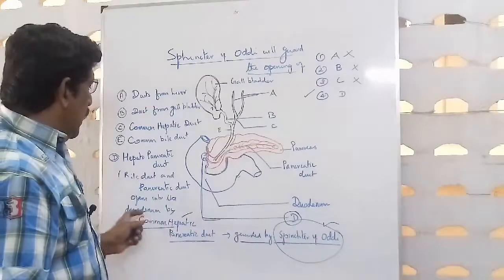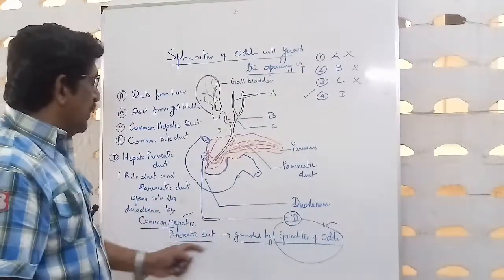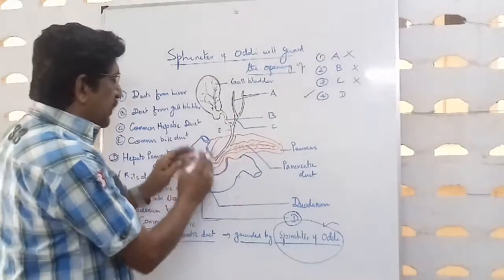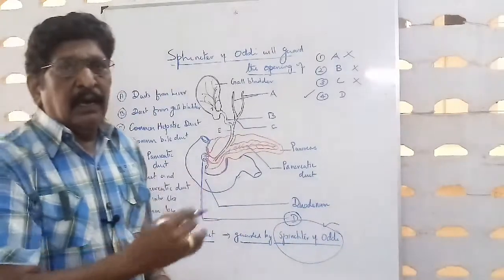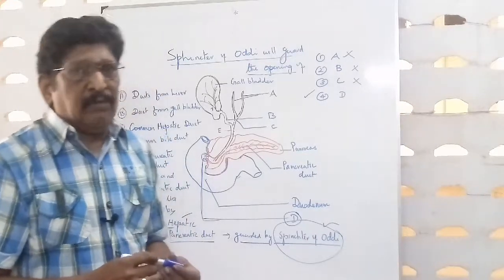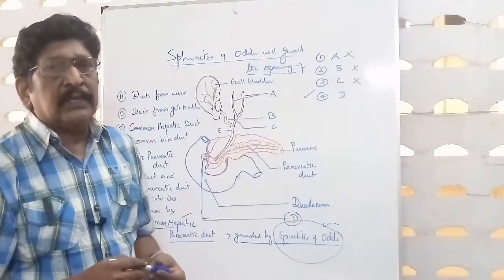So D is the common hepatopancreatic duct opening. That opening is guarded by the sphincter of Oddi. I hope you understood the question. This is also from your digestive system.